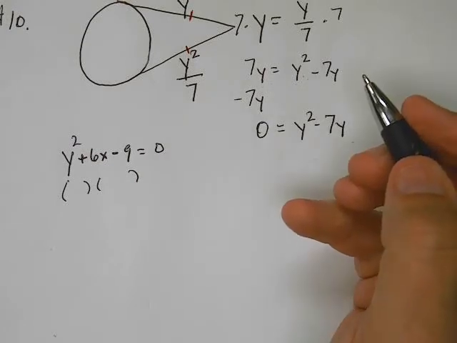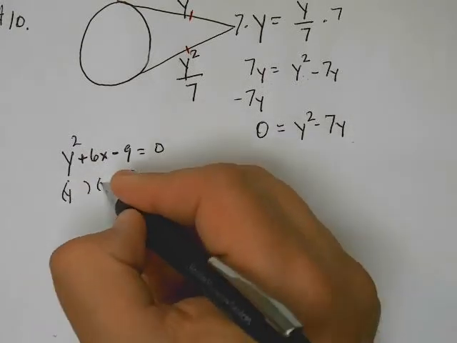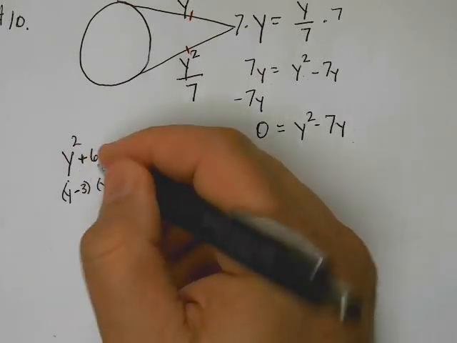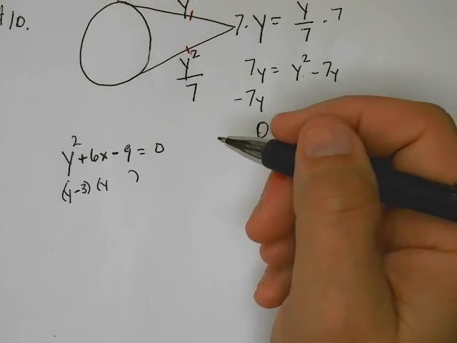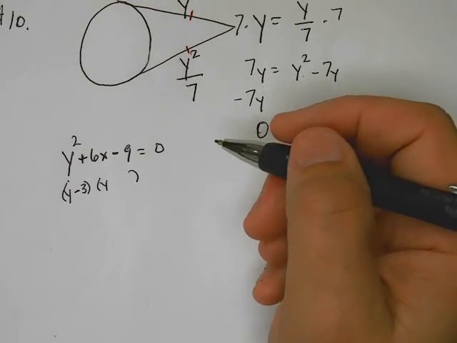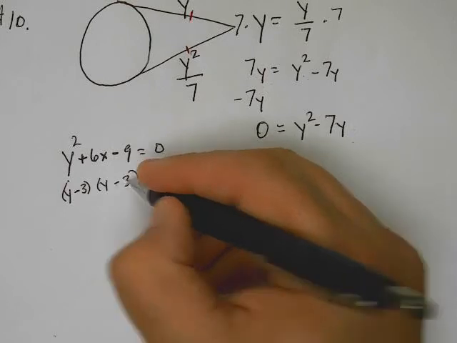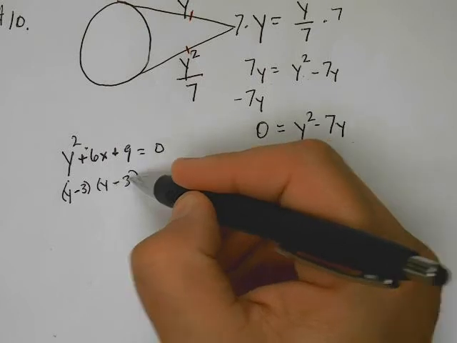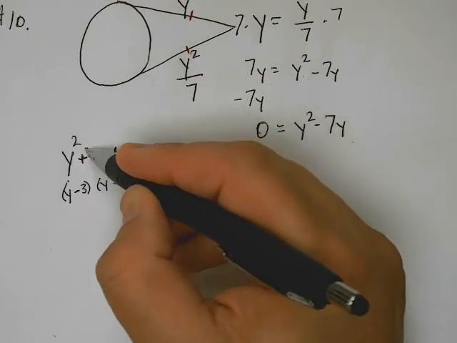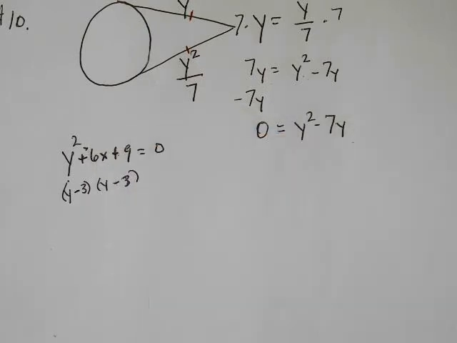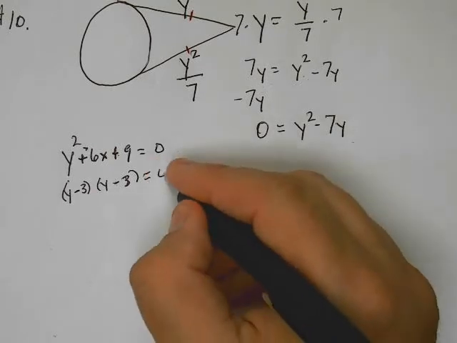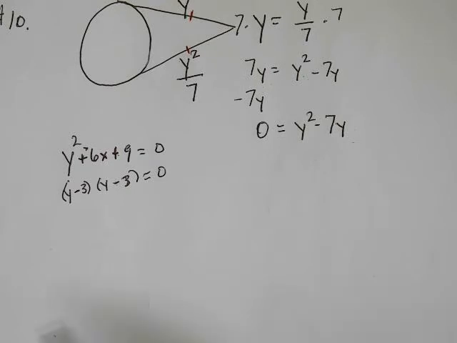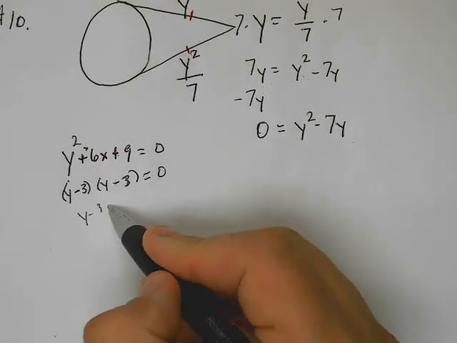Does that look familiar? Oh, we need to make our signs different, sorry. I was doing that in my head. That should be minus 6 and that would be plus 9. You remember factoring? And then once we got here, what would we do? Set them both equal to 0.